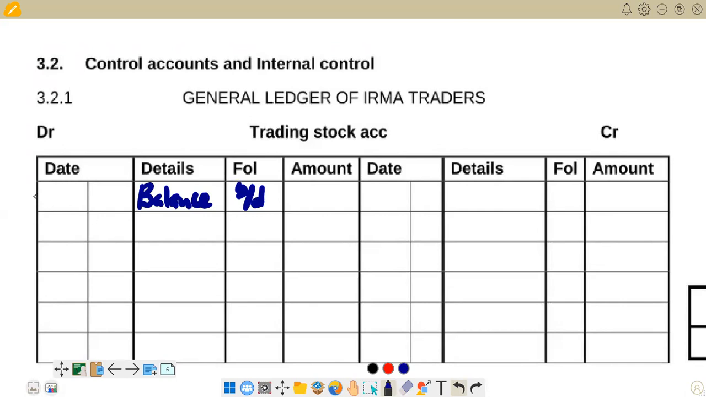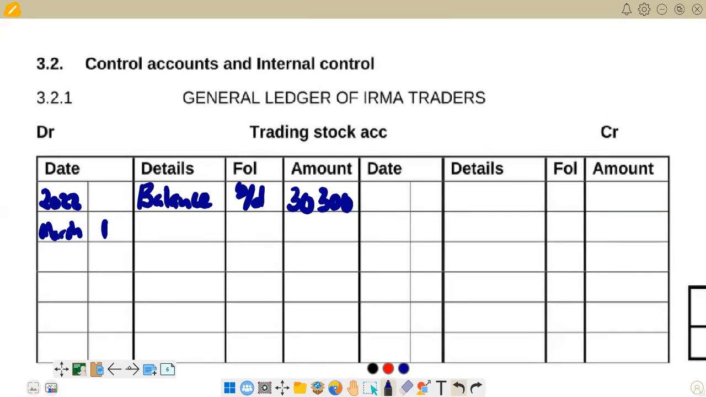And remember, we've got the date there that we took note of. The date was March 1, 2022. March is March, and then 1, and then the amount there was 30,300. So we've got 30,300 here. Right, so that's what we have as our opening balance for trading stock.